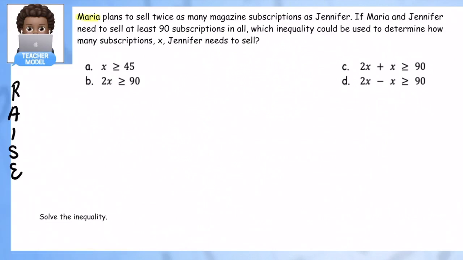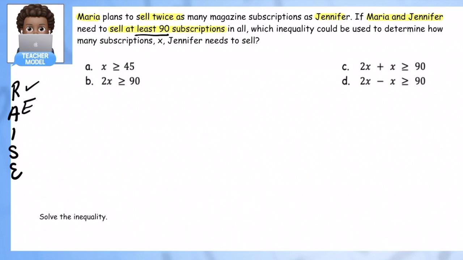Maria plans to sell twice as many magazine subscriptions as Jennifer. So there's a relationship there. Maria has 2 times as much as Jennifer. If Maria and Jennifer need to sell at least 90 subscriptions, so that "at least" is important. It could be equal to 90 or more than 90. Which inequality can be used to determine how many subscriptions x Jennifer needs to sell?